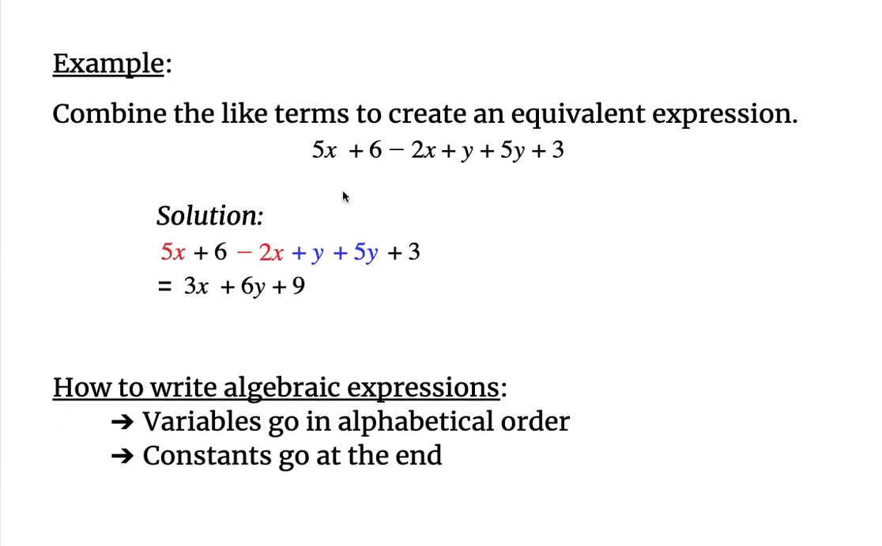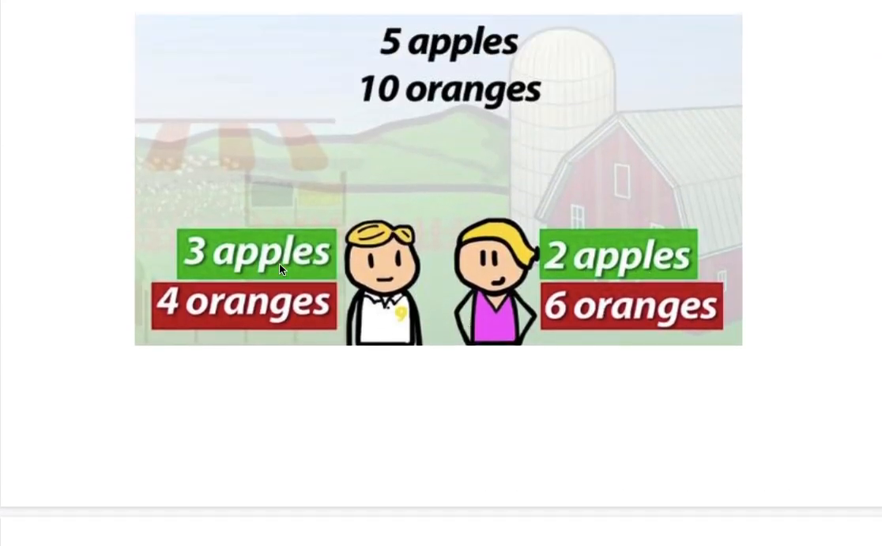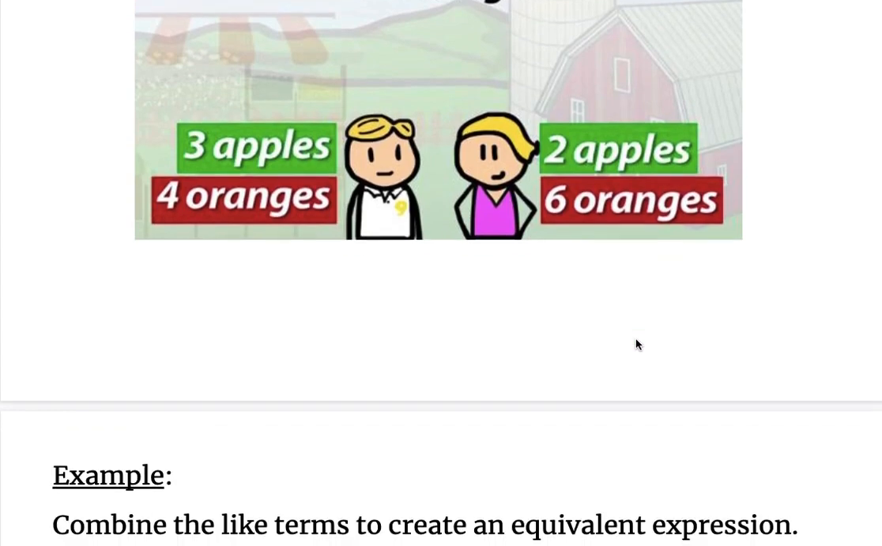So for example, in a problem like this, where they're asking you to combine the like terms to create an equivalent expression, they have 5x plus 6 minus 2x plus y plus 5y plus 3. It looks really difficult, right? But what I do is I will sometimes underline or circle the like terms, or if you have a highlighter, you can highlight so that the like terms kind of pop out at you. Kind of like what we did with the apples and the oranges. The apples were in green, the oranges were in red.